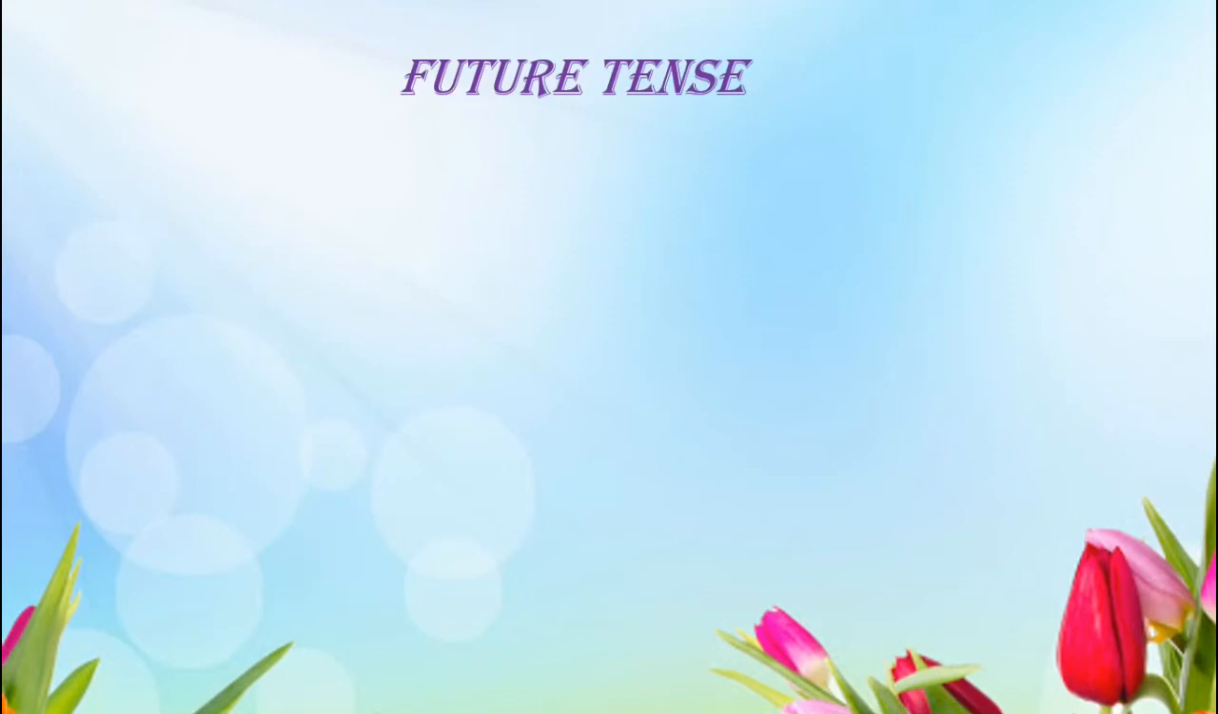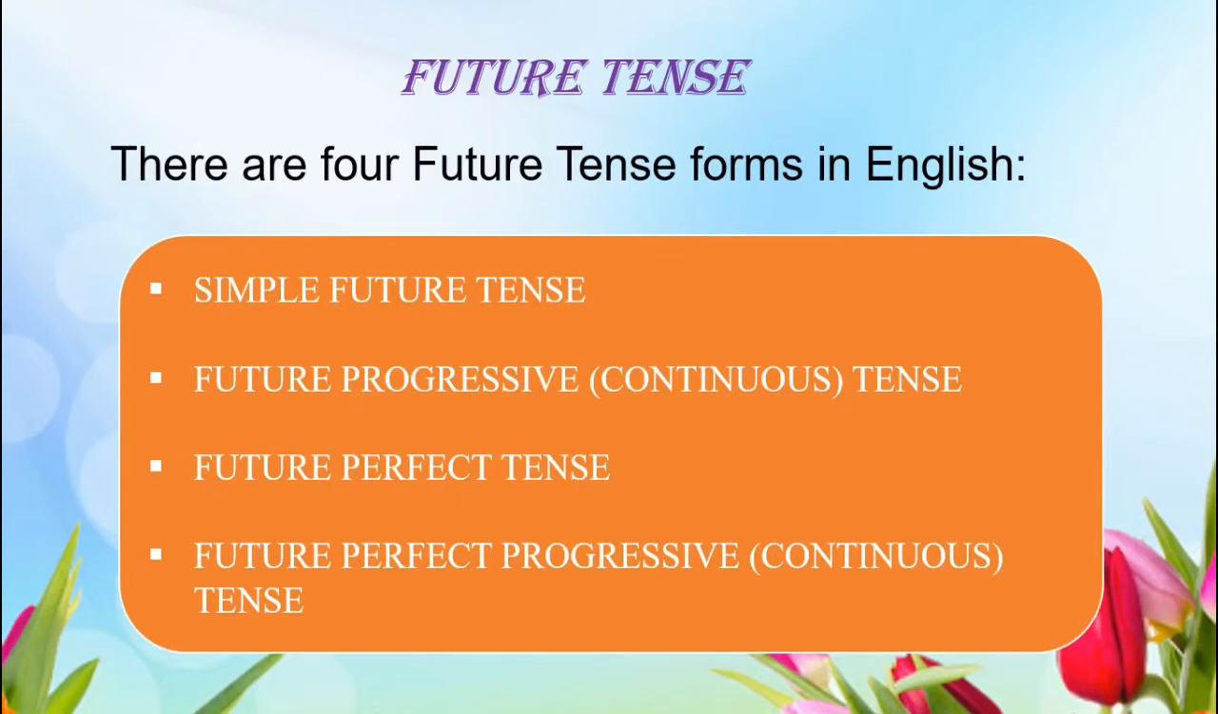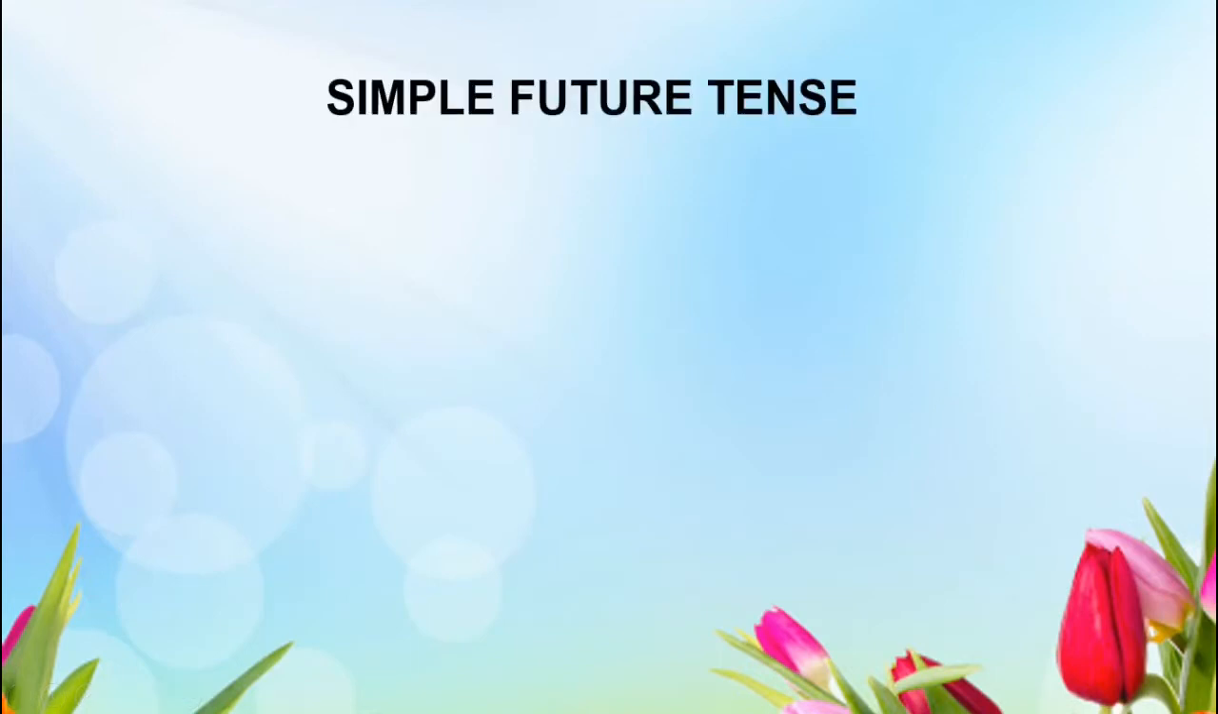Now let's talk about the future tense. Just like the past tense and the present tense, there are 4 future tense forms in English. First, simple future tense. Second, future progressive or continuous tense. Third, future perfect tense. And fourth, future perfect progressive or continuous tense. Let's first talk about the simple future tense.